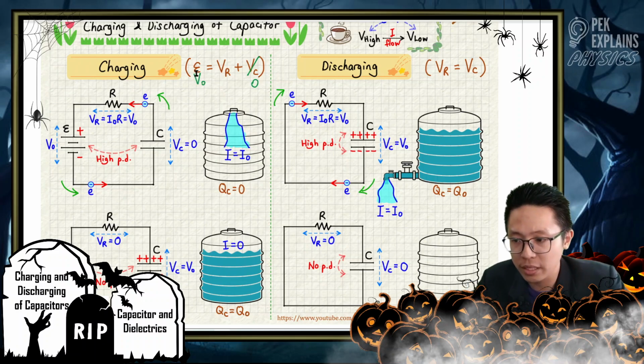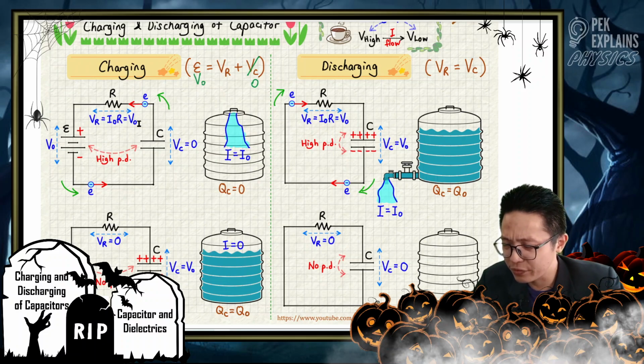You must remember E equals VR plus VC. But initially, our VC, the voltage across the capacitor, is zero. So the VR inherits all the voltage from the battery. So VR equals V naught.